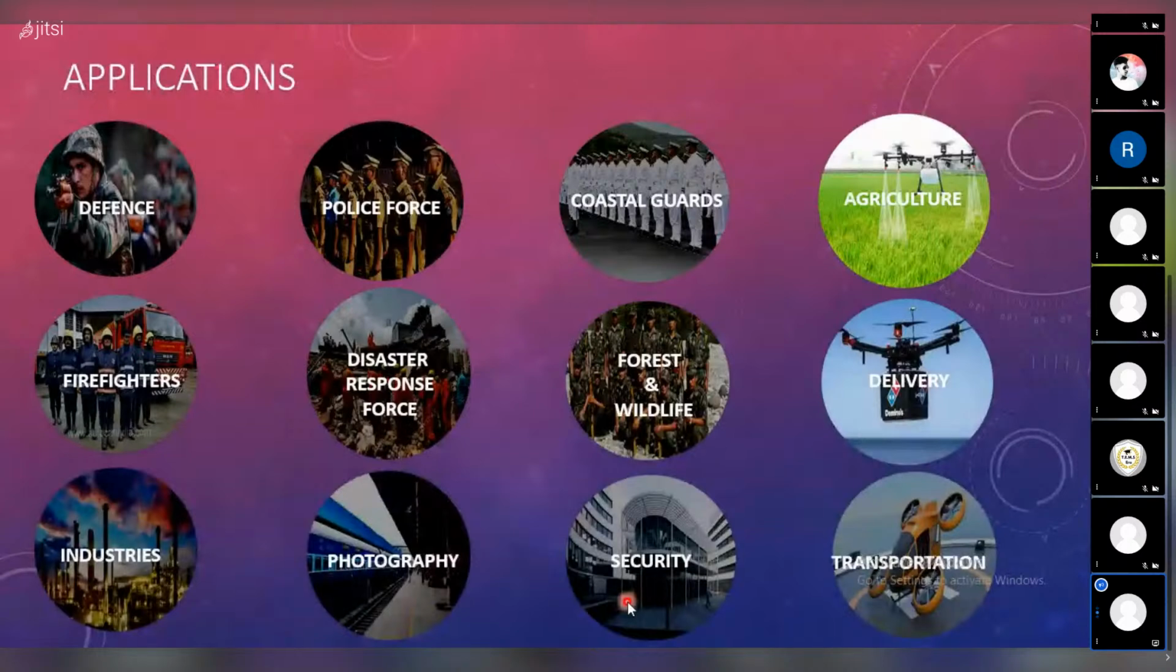So coming to what are the applications of drones, where we can see drones right now. The drone industry has penetrated into various applications, due to which it has gained so much popularity in recent years. So speaking of some applications, it is defense, police force, coastal guards, agriculture, firefighters, disaster response force, forest and wildlife, delivery, industries, photography, security, and transportation. So I believe nowadays you all have seen drones being used in one or another of these applications.